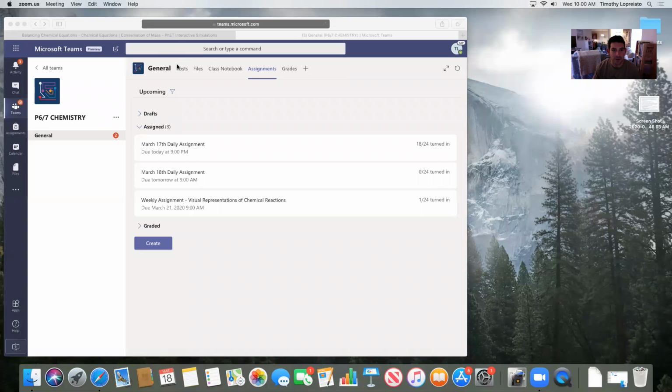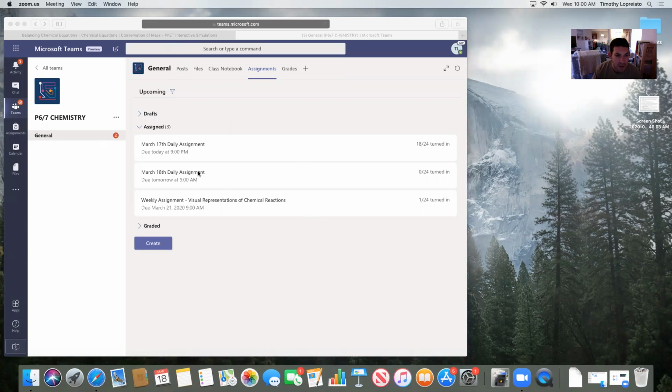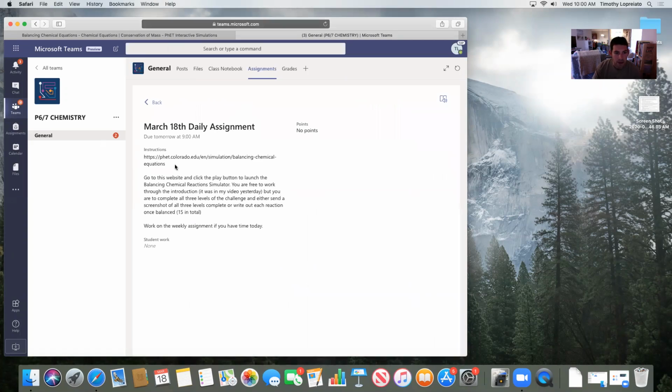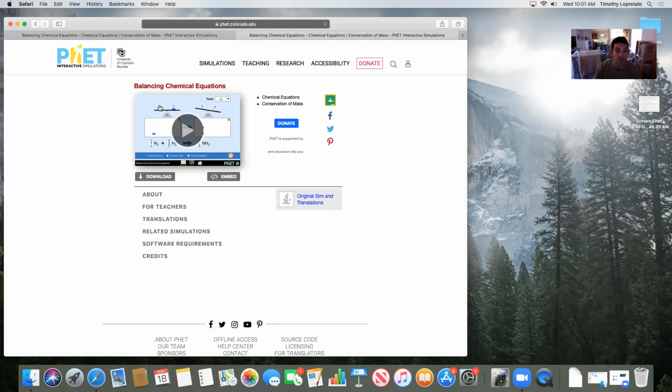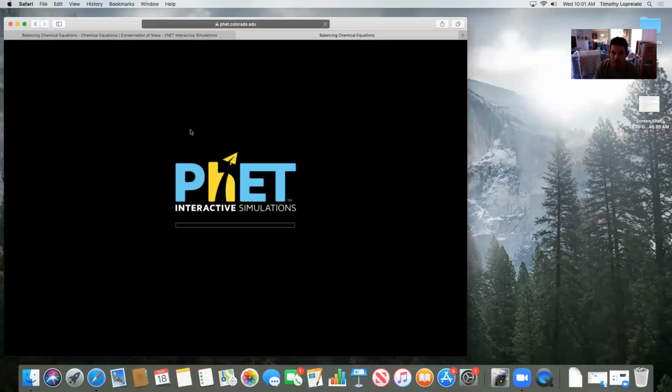So I just want to go over the assignment you have, your daily assignment. I provided a link which hopefully should work. So you want to go to that link. All right, it should take you to the PhET balancing chemical equations. If you had any issue, just Google PhET, P-H-E-T, balancing chemical equations to come up. You have to click play. You don't need to download this, so it can just run on the internet. So make sure you hit play. That will open it up.